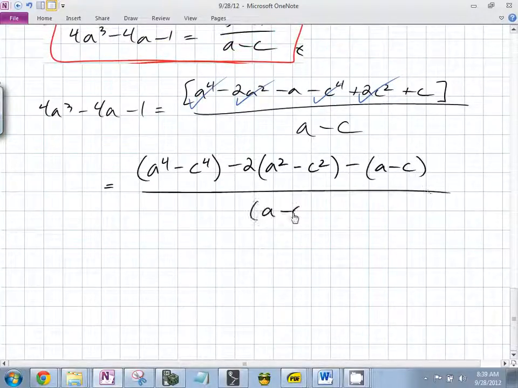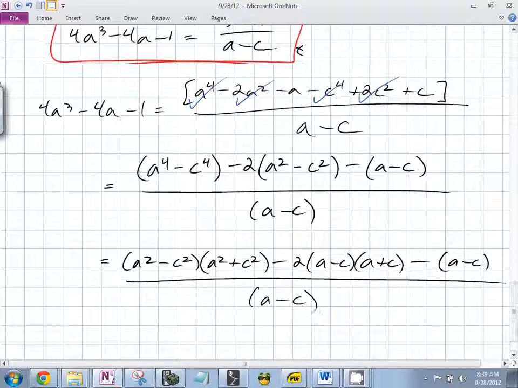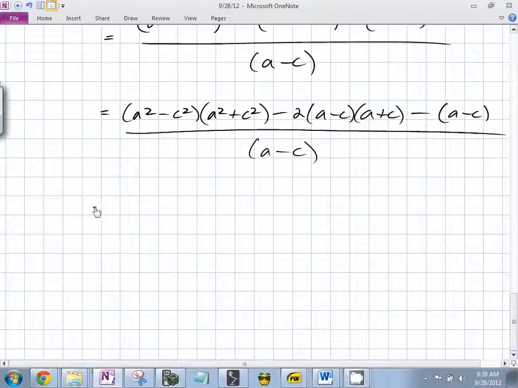Is this looking promising? When that happens, you should feel good, because either you're going to run into a brick wall soon, or we're going to get somewhere that's actually going to help us. What can we factor the top into? That's a squared minus c squared times a squared plus c squared, minus 2 times a minus c times a plus c, minus a minus c, all over. What's the last thing we need to factor here? Yeah, the a squared minus c squared.